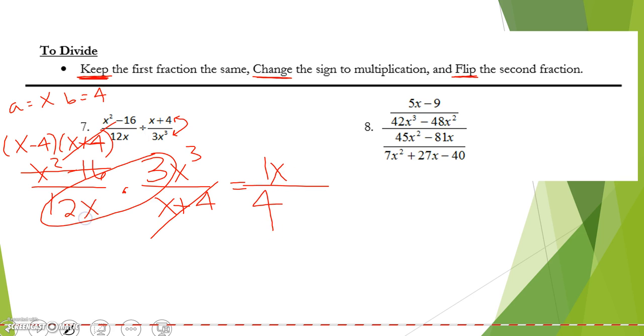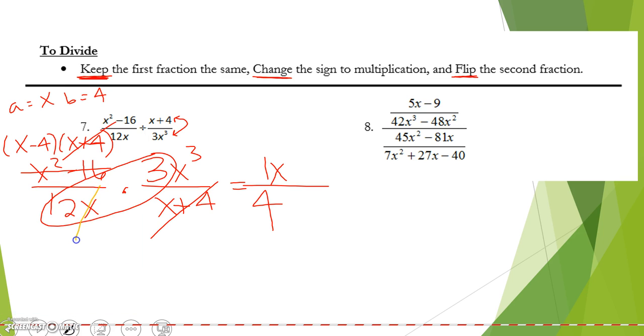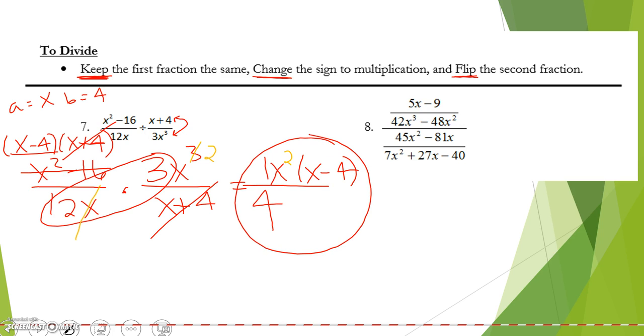Oh, I forgot to bring the x down. The x cubed can reduce with the x. So that's gone. That leaves us with 2. And then I also have this x minus 4 left over on top. And that's my final answer for that one.